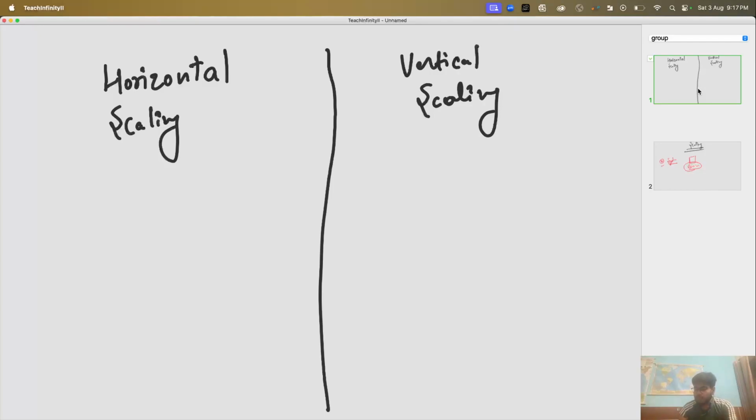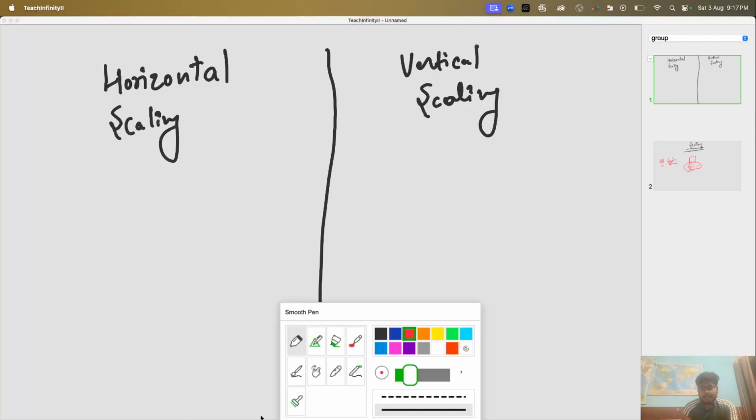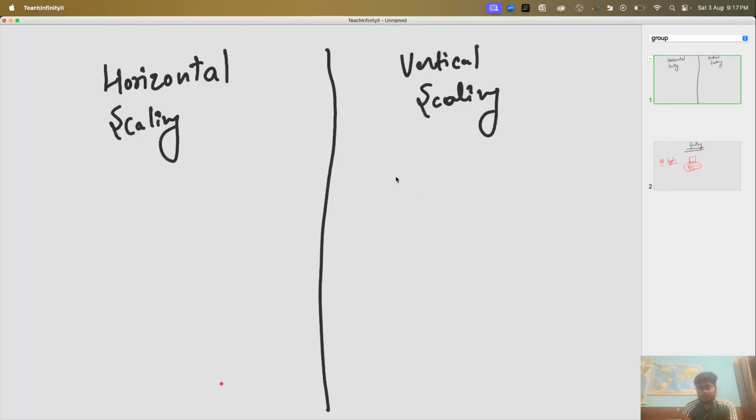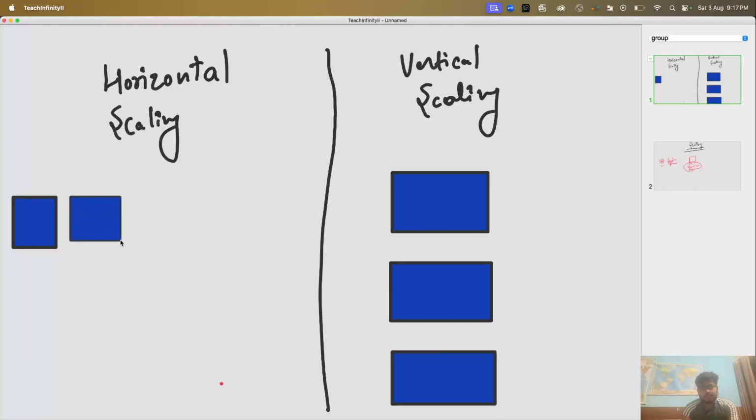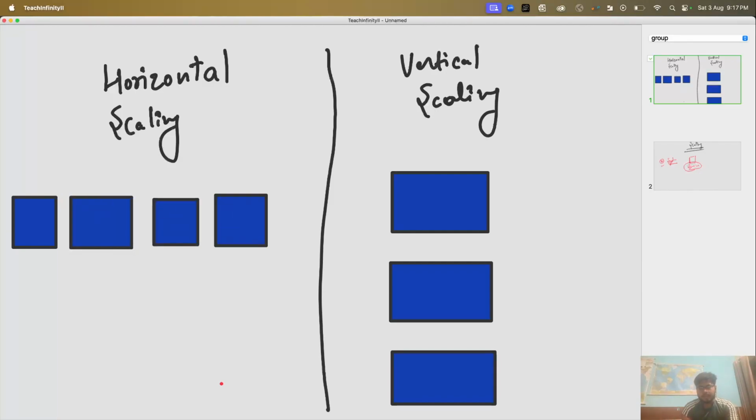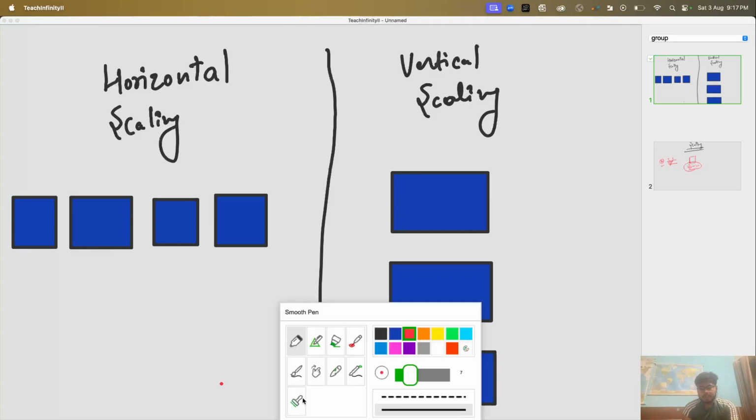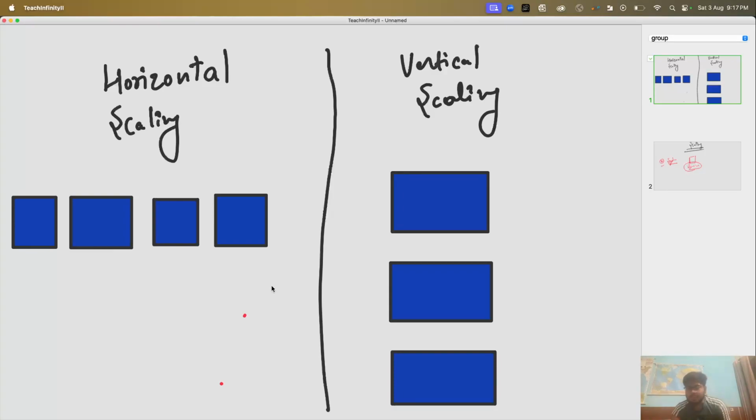Vertical scaling would be defined as, let's say, this one. We will go one by one. So first we will discuss what vertical scaling is.